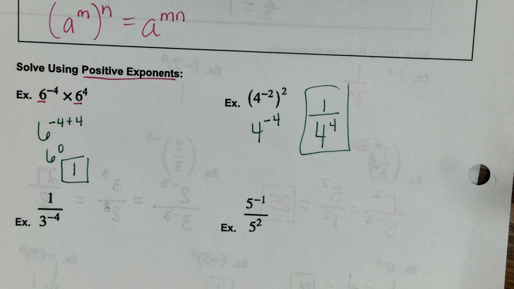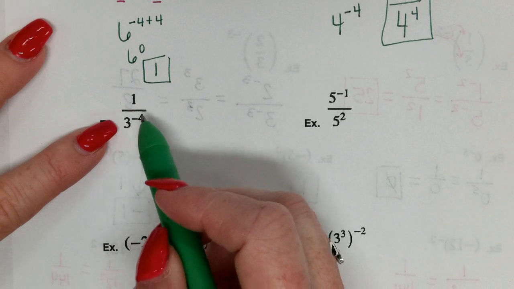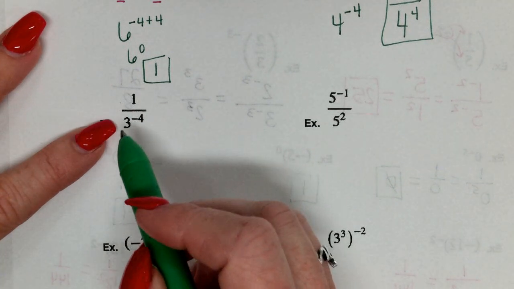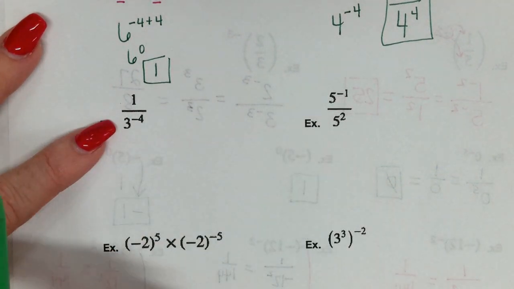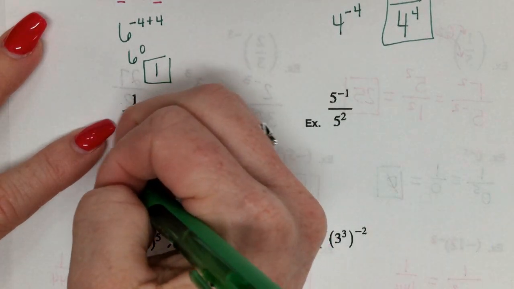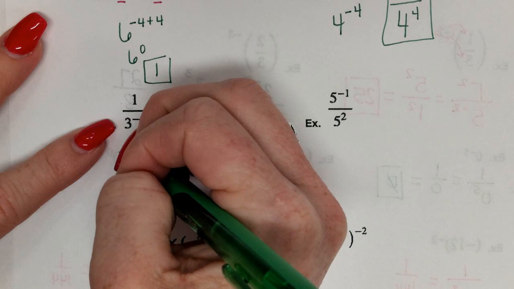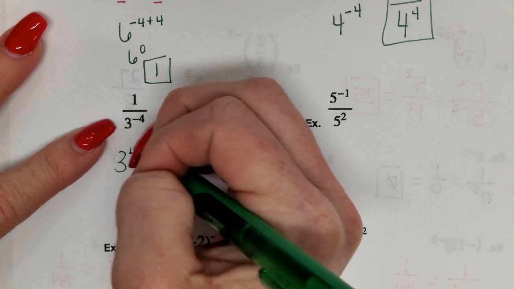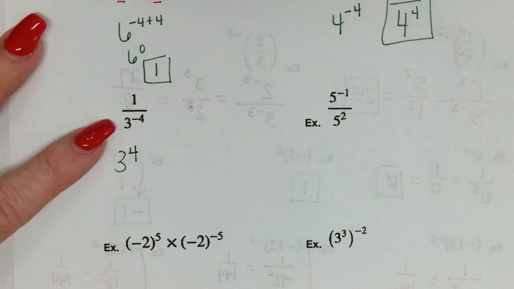Are we good? All right, this one. I have a negative exponent on the bottom. What should I do? Bring it to the top, and then don't write the negative exponent. 3 to the 4th power. And if you wanted to expand it, 3 times 3 times 3 times 3 is 81.